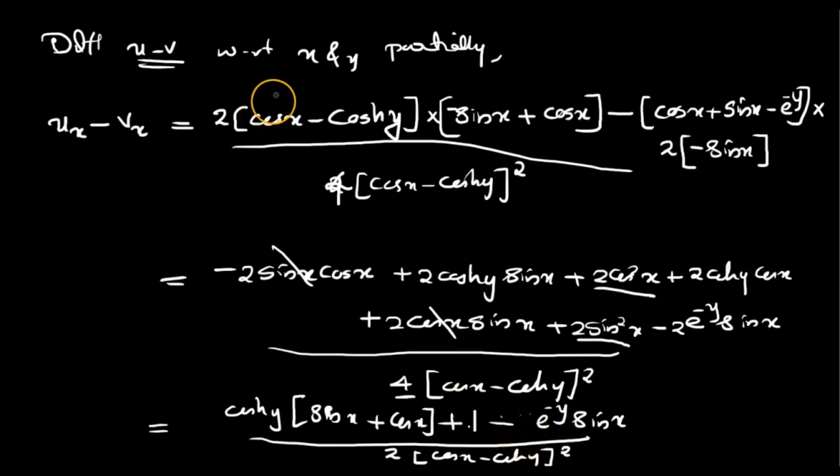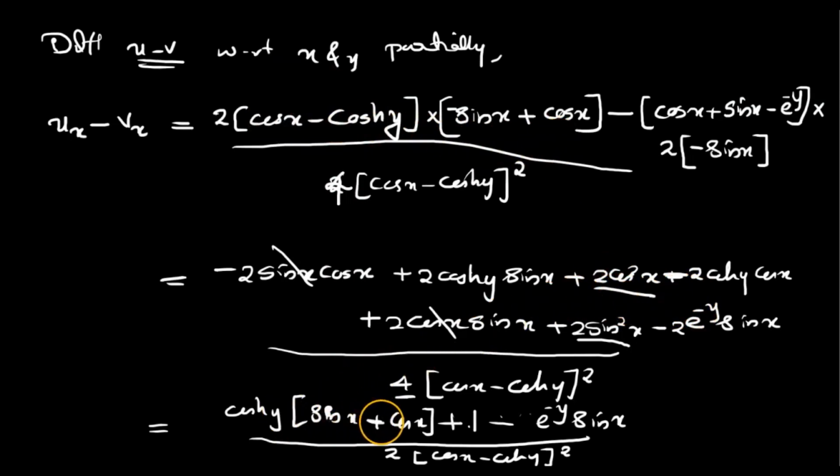Now let's differentiate partially with respect to y. That means uy minus vy. Sorry, this is minus 2 cosh y cos x. Let's correct. This is minus 2 cosh y cos x.